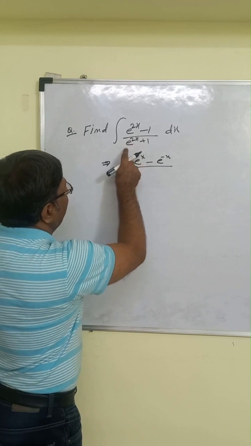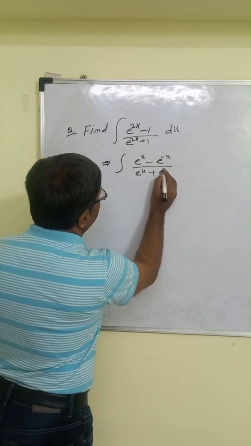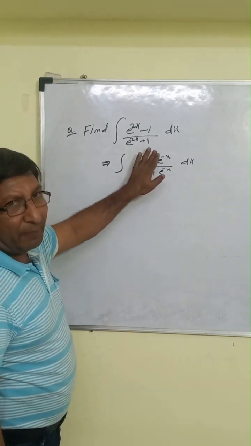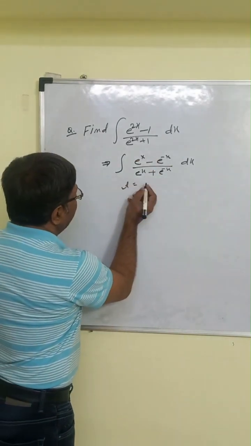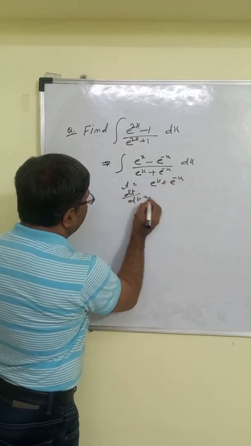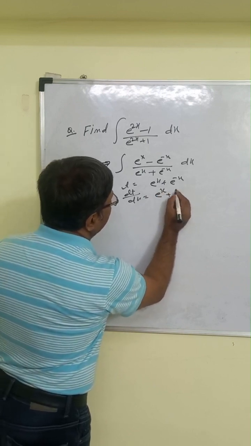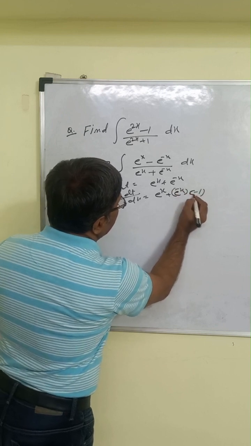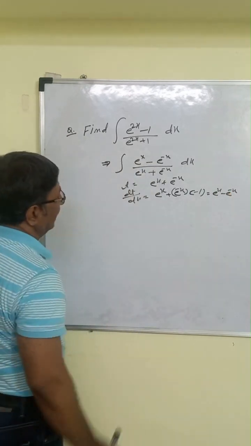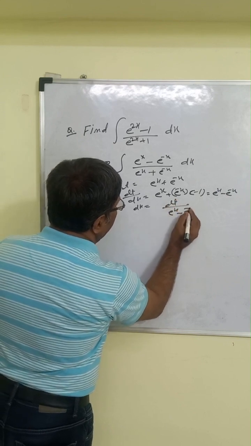Again, e to the power x divided by e to the power x, we will get e to the power x. And again 1 by e to the power x is e to the power minus x, dx. Now you know the derivative of the denominator will be the numerator. So you can put t equal to e to the power x plus e to the power minus x. When we find dt by dx, we get the derivative of e to the power x, and the derivative of e to the power minus x, which is e to the power minus x into minus 1. So we get e to the power x minus e to the power minus x. So dx will be dt upon e to the power x minus e to the power minus x.